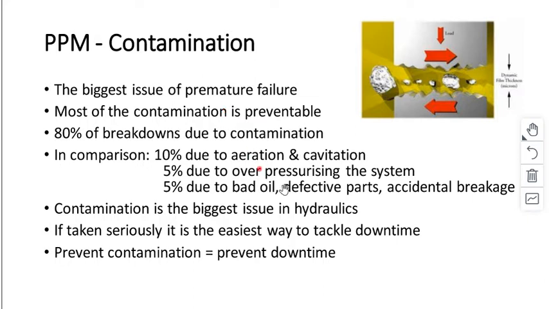So even tiny things in your oil, which you cannot see with your eyes and you cannot feel with your fingers, tiny bits of contaminants can cause breakdown within your hydraulic system. So an industry figure, and it depends which book you read, says 80% of breakdowns are due to contamination. Other books say 90%. So it's probably safe to say that between 80 to 90% of all breakdowns within the hydraulic industry are due to contamination.